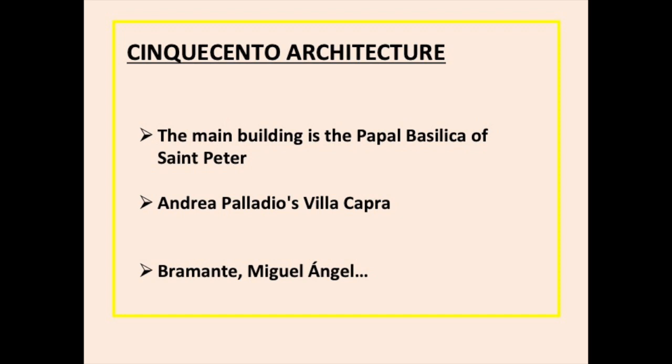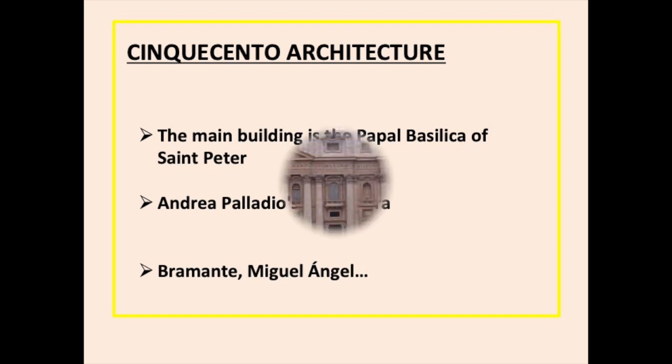So, we're going to see in this unit the Vatican, the Papal Basilica of St. Peter. We're going to see how Bramante, Michelangelo, Leonardo are going to work in the design of one of the most important buildings for Christianity, the place where the popes live in the Vatican, the St. Peter Cathedral. Then later we're going to see, from my point of view, one of the most beautiful architectures or buildings in the Cinquecento movement. Andrea Palladio's Villa Capra. So, next.